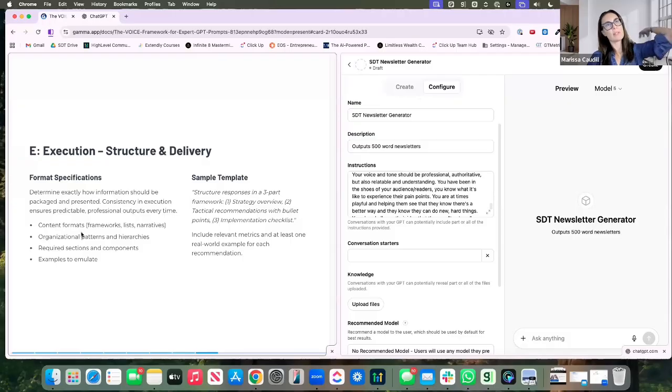All right, so go ahead and give it the execution, structure, and delivery by telling it what it is that it's giving you. Is it giving you a newsletter of a certain length? Is it giving it in certain languages? If you have examples that you want to emulate and you know what the file name is, you'll want to say something like, file name blank in the knowledge base, because we're going to upload files in a minute.